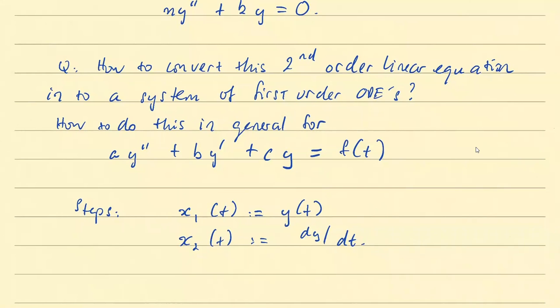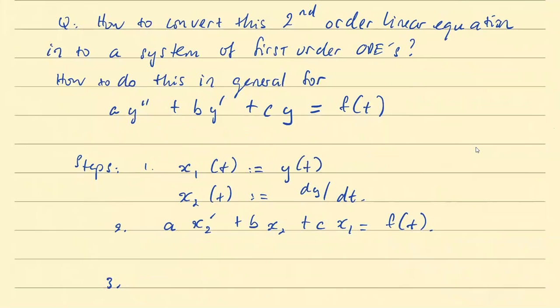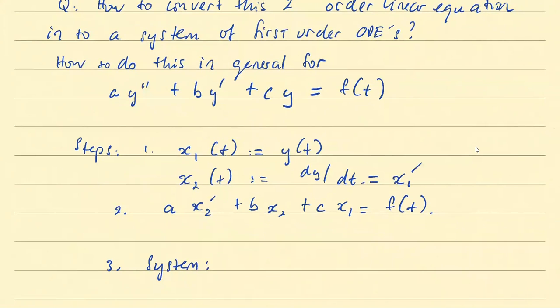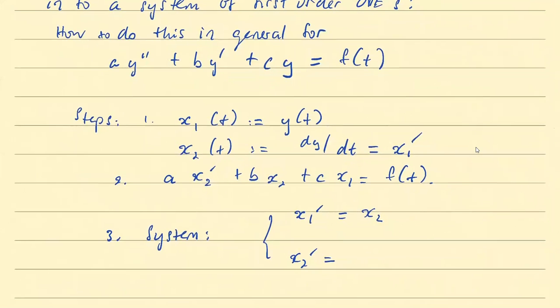Because then you convert the equation to a x2 prime, where by prime we mean dx dt, plus b x2 plus c x1 is equal to f of t. And then the system will be, of course dy dt is x1 prime, so x1 prime is equal to x2. x2 prime is equal to, well, you just move everything on the left-hand side onto the right-hand side. So you get minus c x1 minus b x2, and then everything divided by a, and then plus f of t.